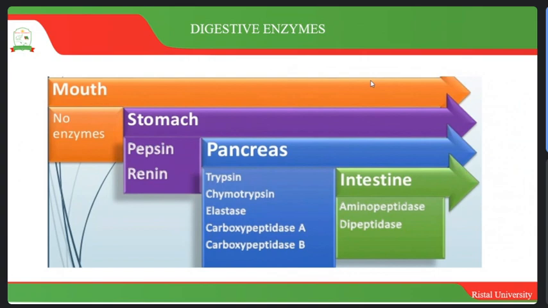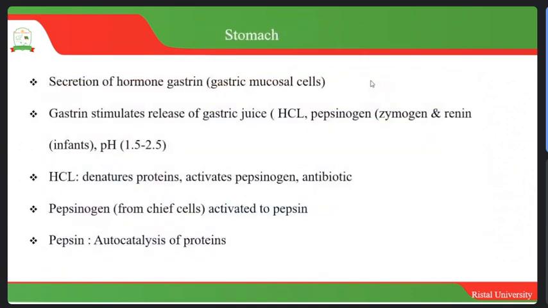And then we have the pancreas. The pancreas has trypsin, chymotrypsin, elastase, carboxypeptidase A, and carboxypeptidase B. And then in our intestine, we have aminopeptidase and dipeptidase. We'll discuss them along the way. To start with the stomach, like we discussed earlier, there are no enzymes for proteins in the mouth, so we are getting to understand what happens in the stomach.